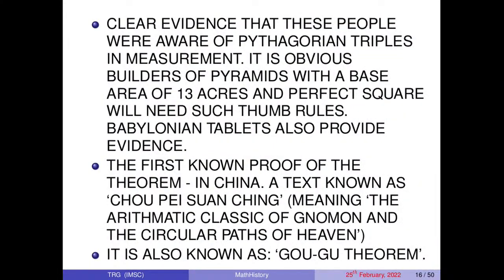The first known proof of the theorem was in China. A text known as Zhou Bi Suan Jing, meaning the arithmetic classic of the gnomon and the circular paths of heaven, has it written there. They have also given it a name, which is the Gougu Theorem. I'm going to give you the theorem. The proof is so simple, I'm not even trying to prove it. If any one of you has doubts, you can ask me at the end.